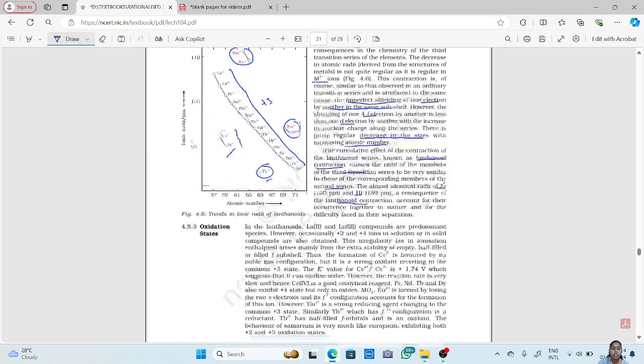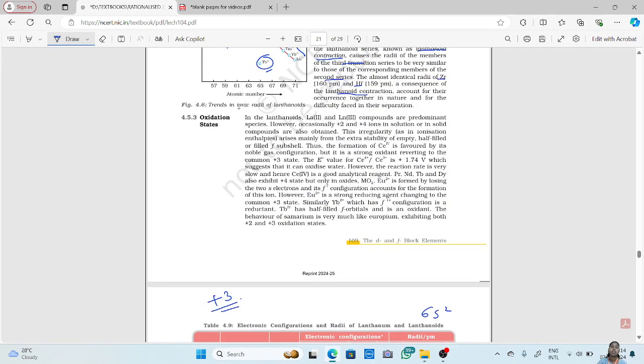Okay, the result of this lanthanide contraction, making the sizes so close to one another, creates a lot of difficulty in separating them. They face a lot of difficulty in the separation of zirconium and hafnium because they have a similar size. Now next is the oxidation state.